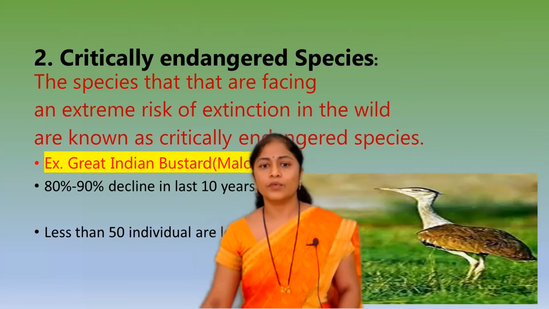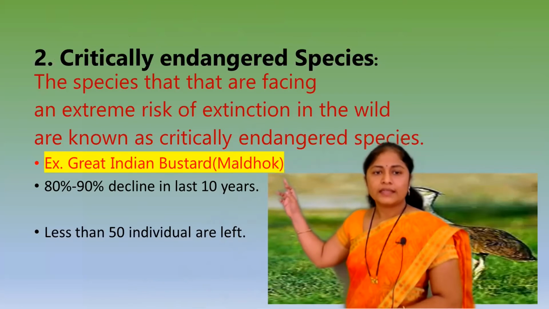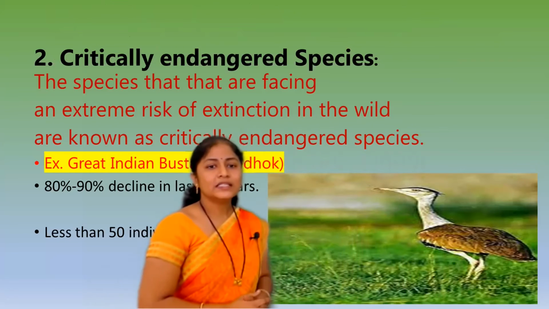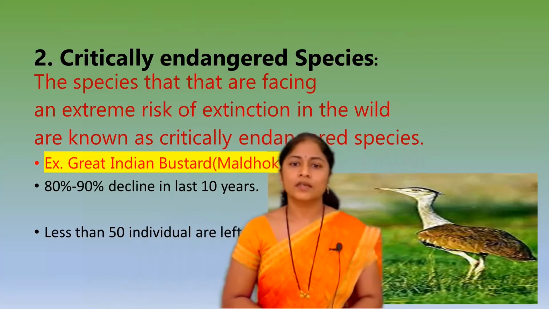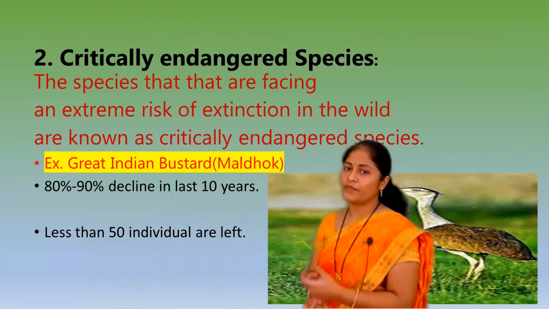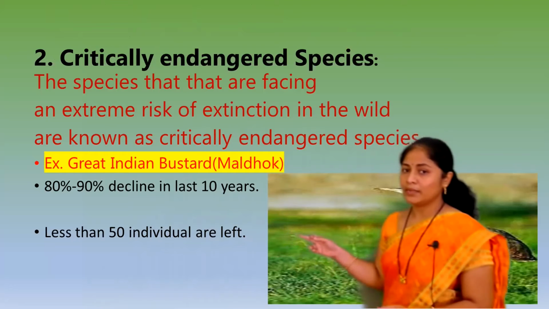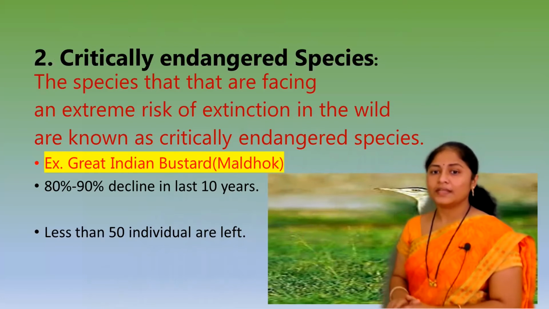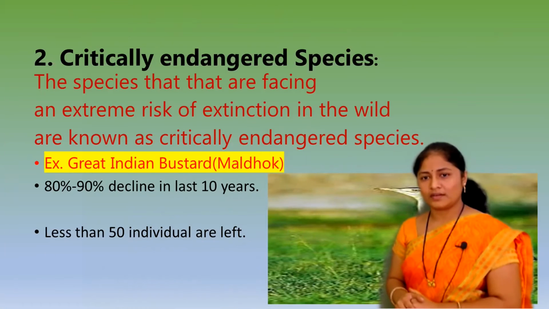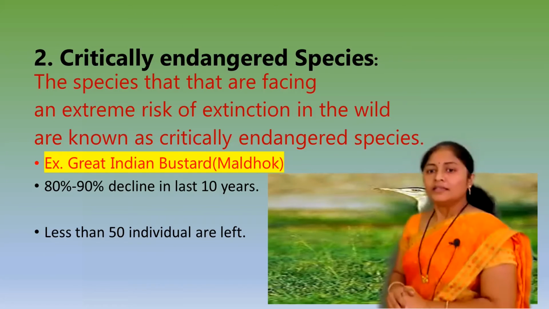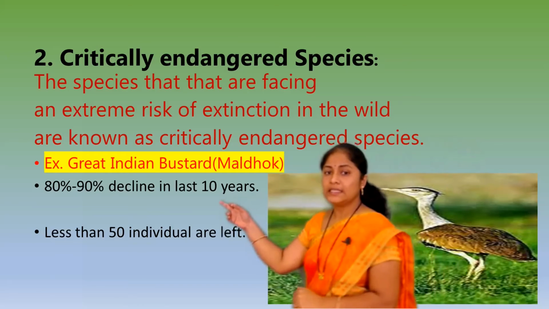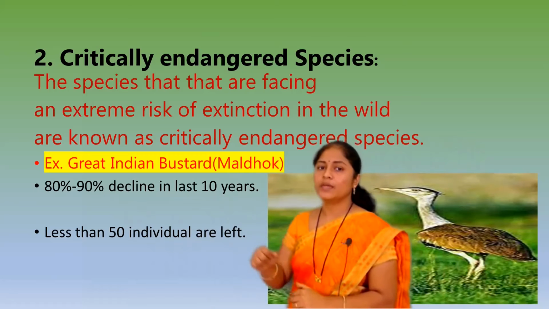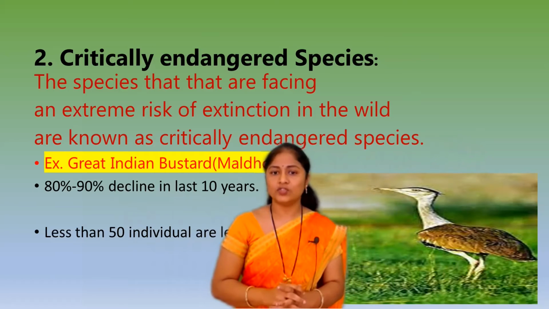Now go to the next type of classification, and that is the critically endangered species. What do critically endangered species mean? The species which are facing a very high risk of extinction. These animals are still present on the earth, but they are facing a very high risk of extinction. In other words, we can say that animals whose population has decreased by about 80 to 90 percent in the last years are called critically endangered species.